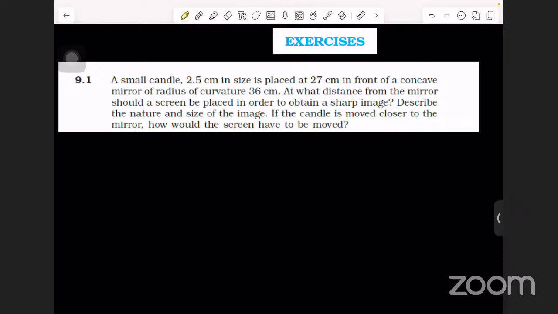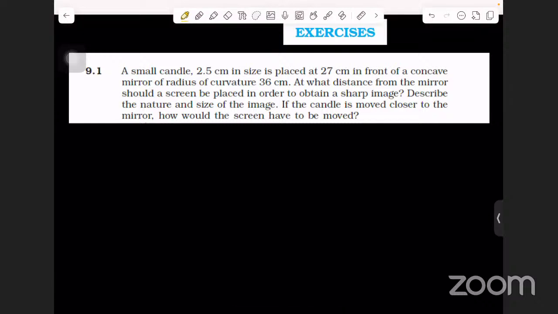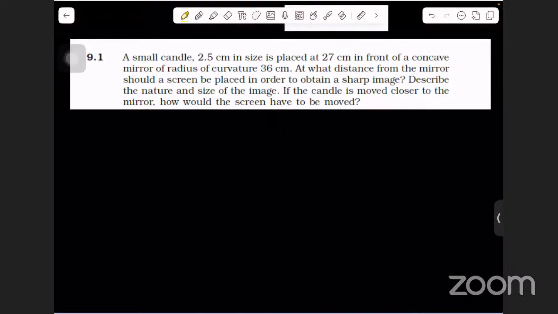After reading this question statement, let's figure out what information has been given to us. Let's first write that. First, we have the size of the candle, which is 2.5 centimeters. That's the object size, right? So the height of the object, given to us as h, is 2.5 centimeters.